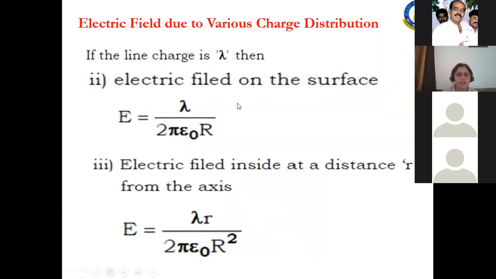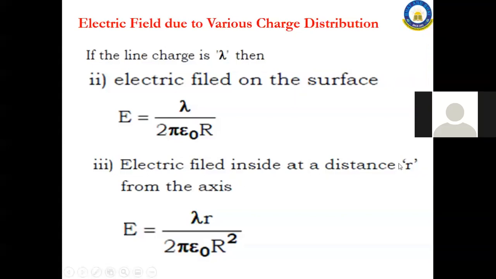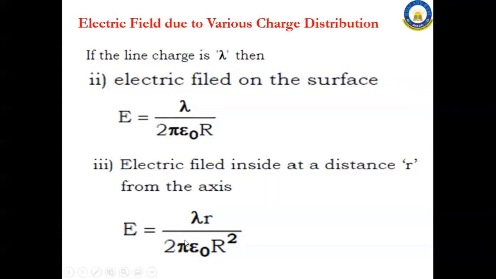Then the electric field on the surface of this conductor. In the previous case it was small r, meaning any distance. Here it is capital R, which is the radius of the cylindrical rod. So here E is equal to lambda by 2 pi epsilon naught into capital R. Similarly, the electric field inside, at a distance small r from the axis, is lambda r divided by 2 pi epsilon naught into R square.